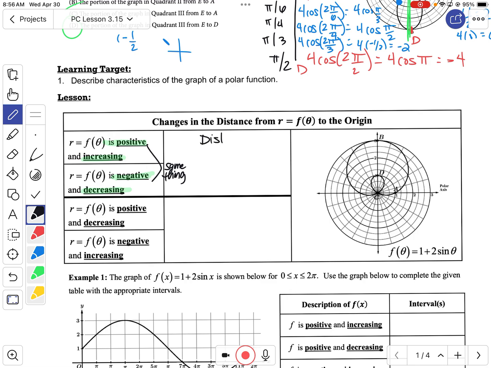Then the distance between the graph and the origin increases. Okay, so if we're using the same descriptors, then the distance between our graph and the origin is going to increase.